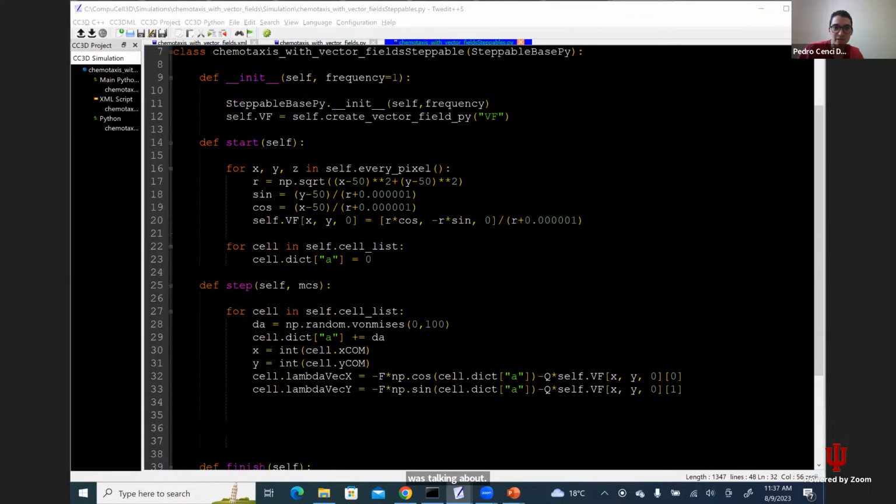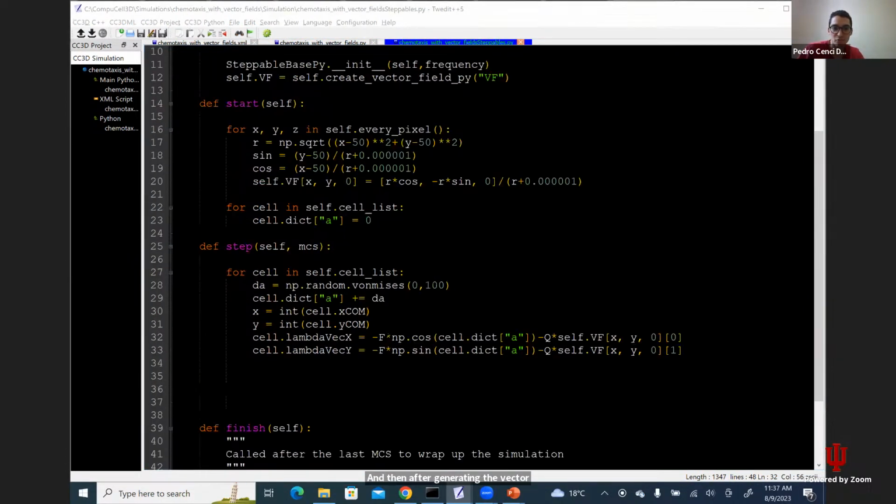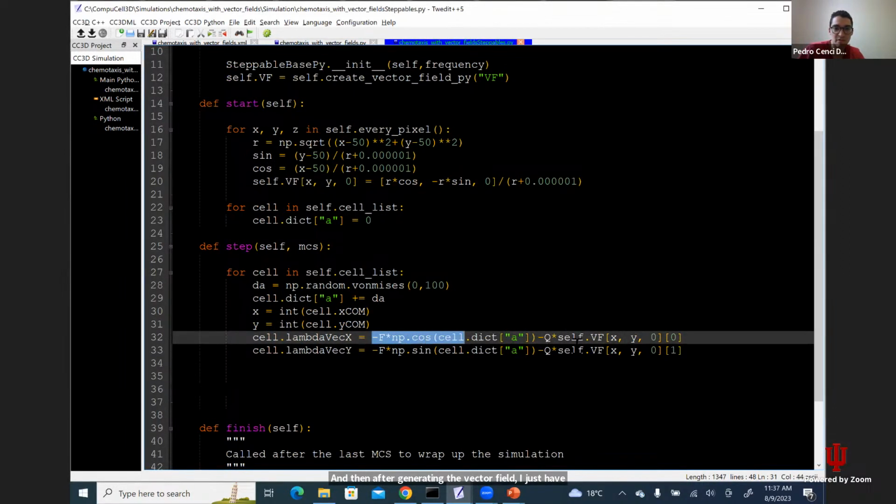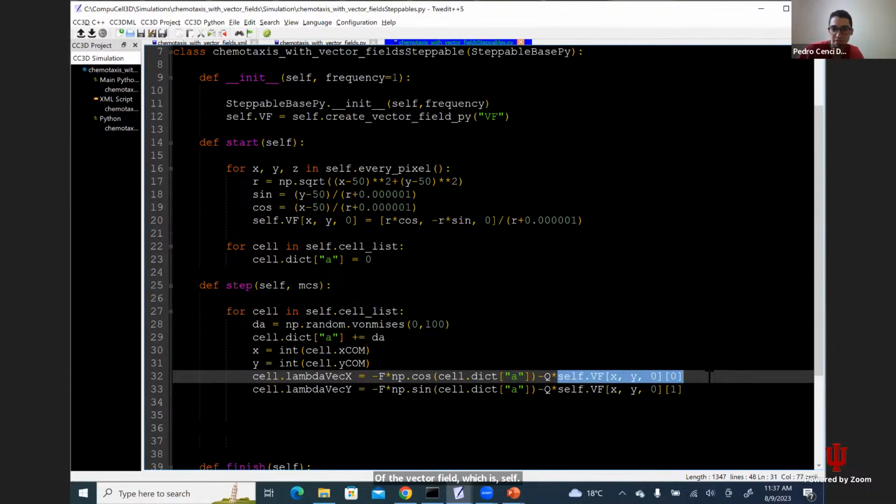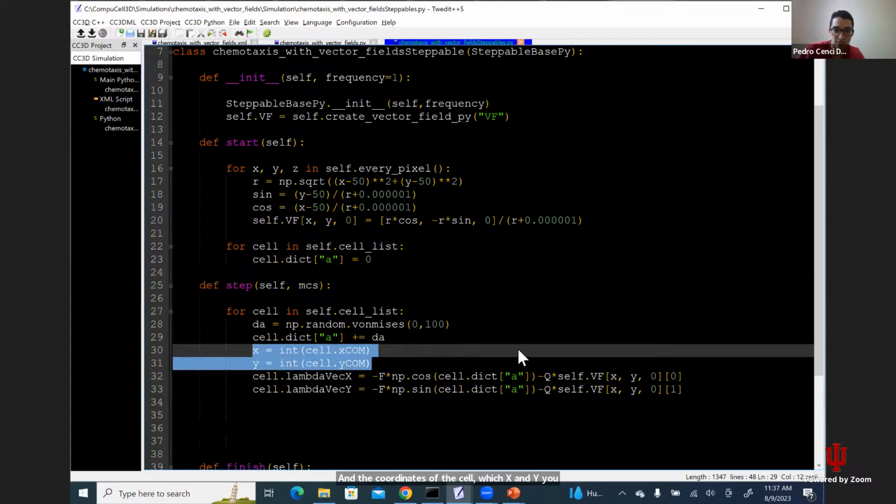And then after generating the vector field, I just have to parse it as a force. So this is the force. I actually don't need this term here. So the force is basically a constant times the direction of the vector field, which is self.vf. Vf is my vector field. And the coordinates of the cell, x and y, you can see here, x and y are the coordinates of the cell center of mass.